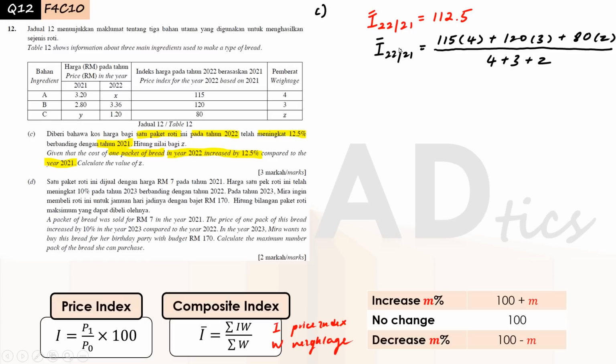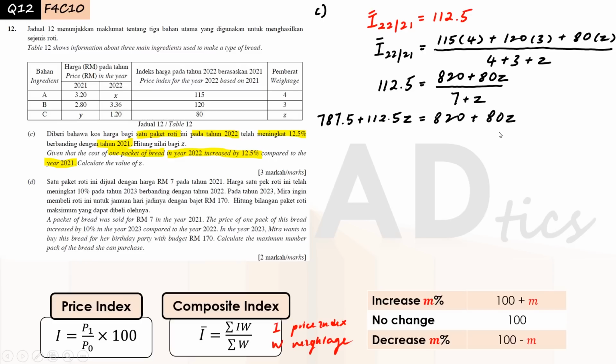So on the left side, I'm going to substitute the value of the composite index, which is 112.5, and on the right side, I'm going to simplify its value. And for the denominator here, I'm going to move it to the left side, and for values which have Z, move to the left side, everything else to the right, and find the value of Z, which is 1.